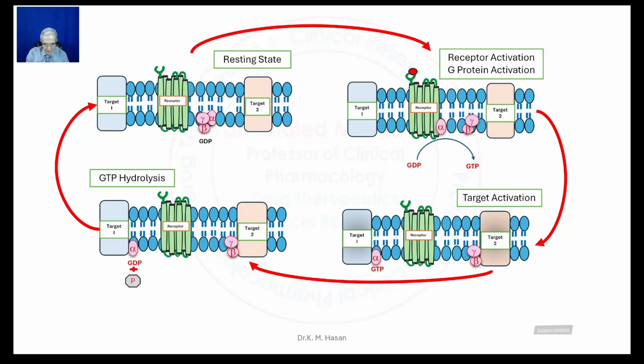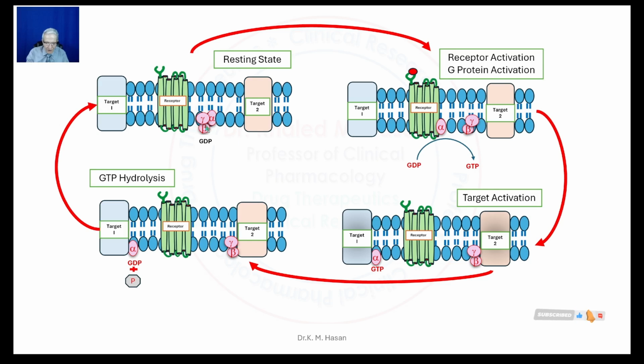Okay, let us discuss the details about G protein. As you can see here, the first one, you can see it on the top left side. We have resting state. As you can see here, we have receptor. We have the binding site for the receptor. The receptor here is empty. And we have G protein, GDP protein, guanosine diphosphate.